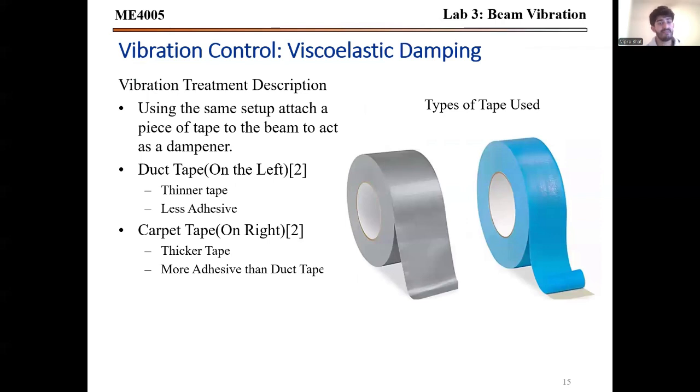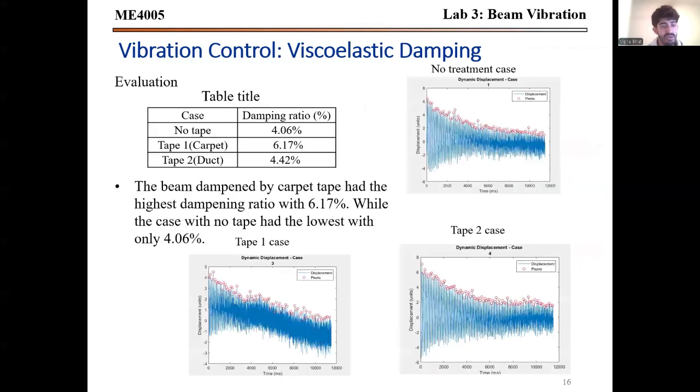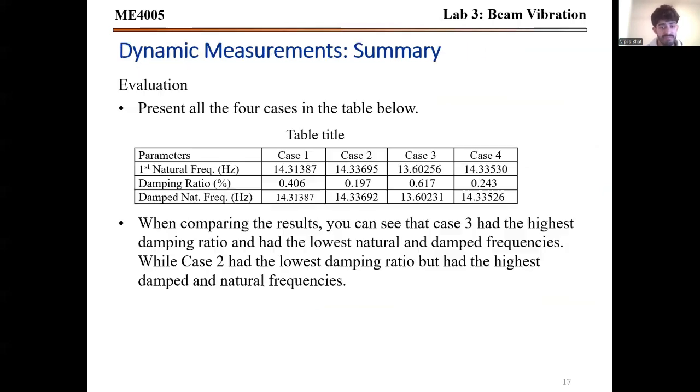For viscoelastic damping, we use two types of tape, duct and carpet tape. Through the experiment, we found that the damping ratio of the carpet tape was the highest and no tape was the lowest. These are all the measurements of all of the tapes found above and all the cases that we had measured.